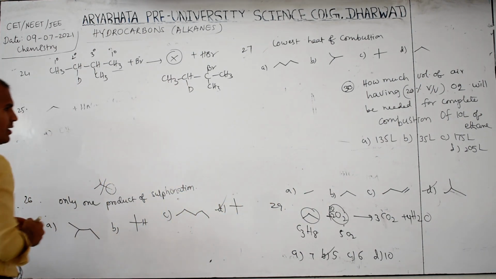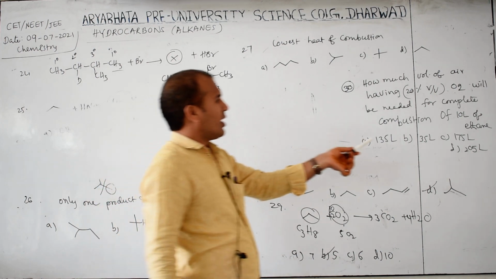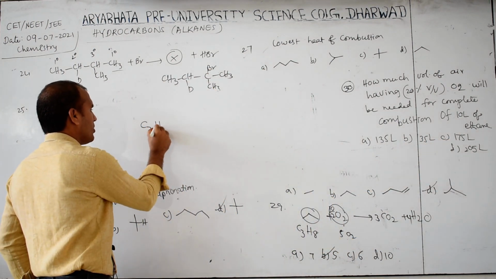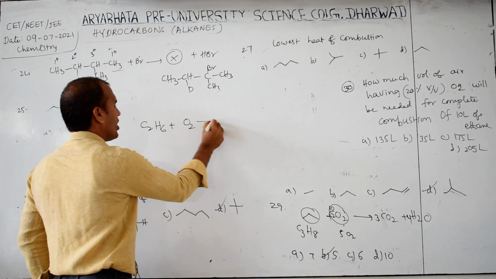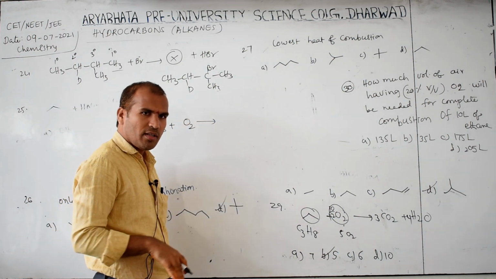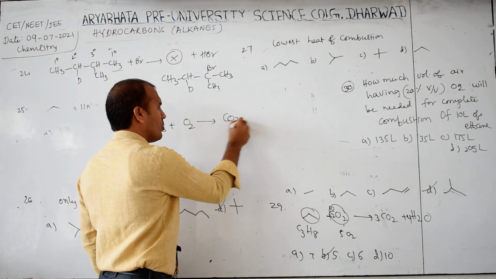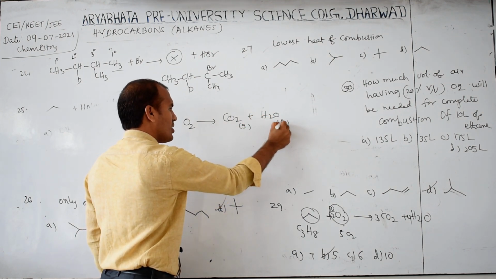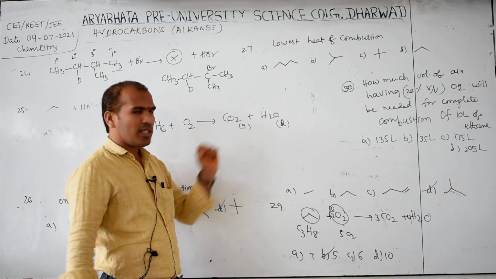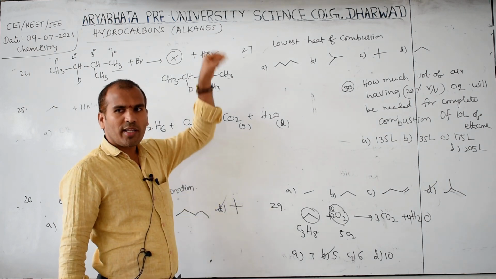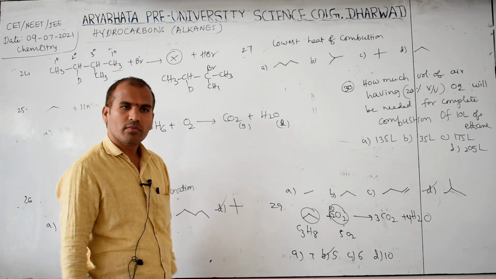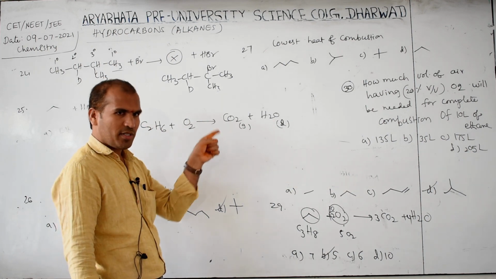How to solve this? What are they given here? Ethane. Ethane means what is the formula? C2H6 plus O2 gives rise to compulsory products, what are those? CO2 and H2O. CO2 is generally gas, H2O is generally liquid. Compulsory liquid this is, compulsory gas this is. But if the question mentions gas, then follow gas. But unless mentioned, this is liquid only. This is very important for thermochemistry.